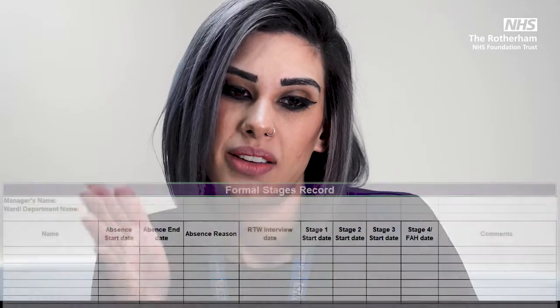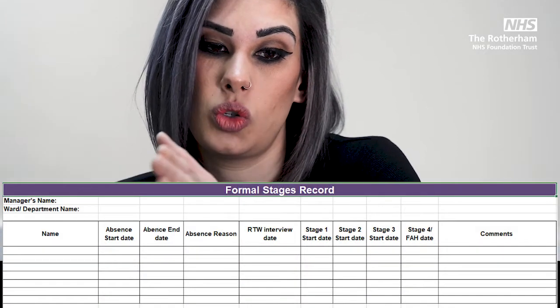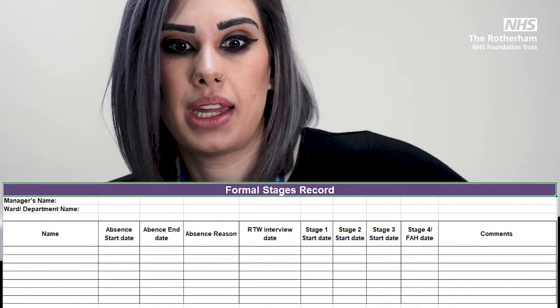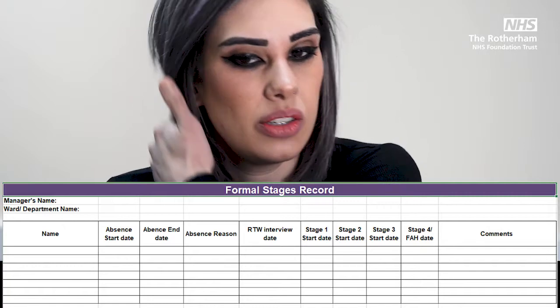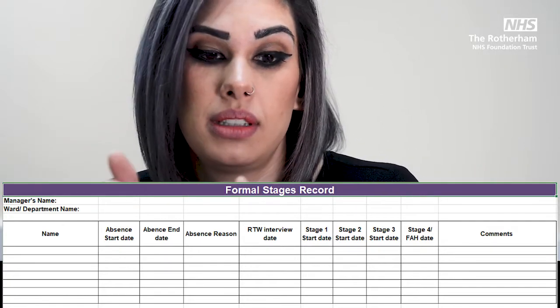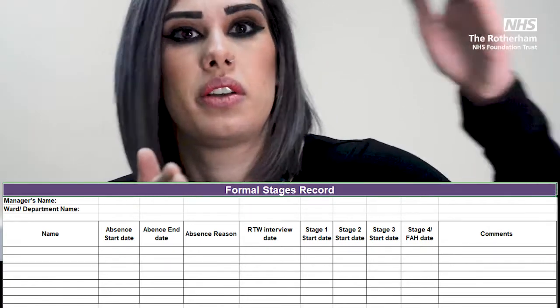So it may be agreed for some staff to have an adjustment to their trigger point, for example, if they have a disability. Sickness absence levels are calculated over a rolling 12-month period. This is where you look back from a specific date, 12 months from that date. So this could be the first day of sickness absence, and you simply look back 12 months from that point.